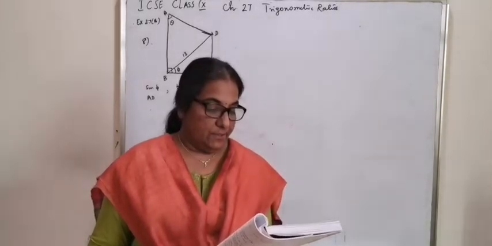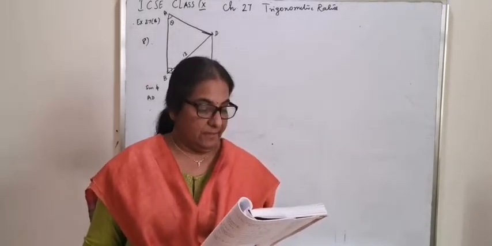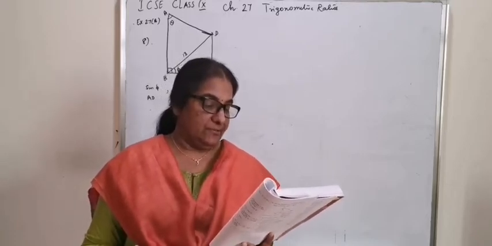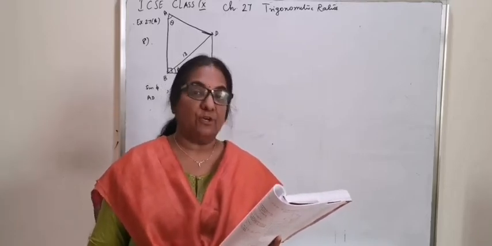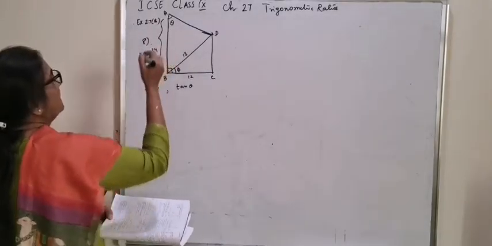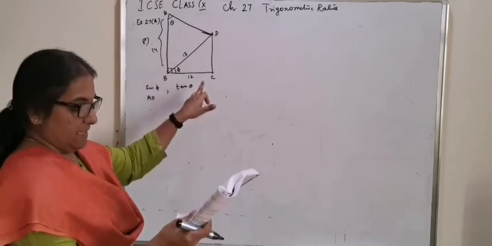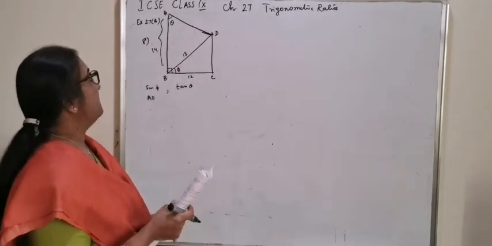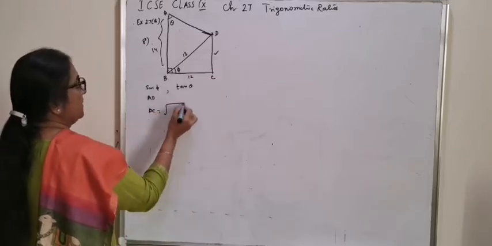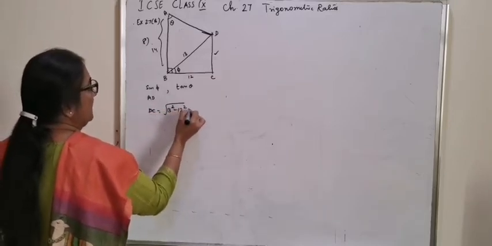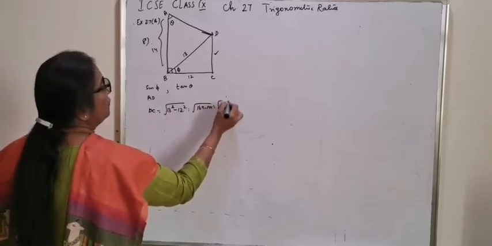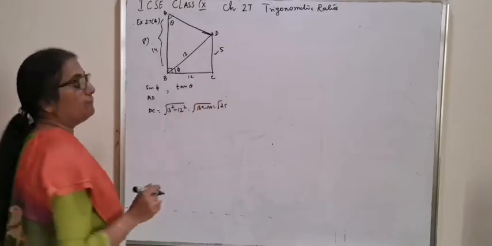Question number 8. Using the measurements given in the following figure, find the value of sin phi and tan theta. Write an expression for AD in terms of theta. In the figure, the value of BD is given as 13 and BC is given as 12. Immediately you can find CD as square root of 13 square minus 12 square, 169 minus 144, root 25 is equal to 5.